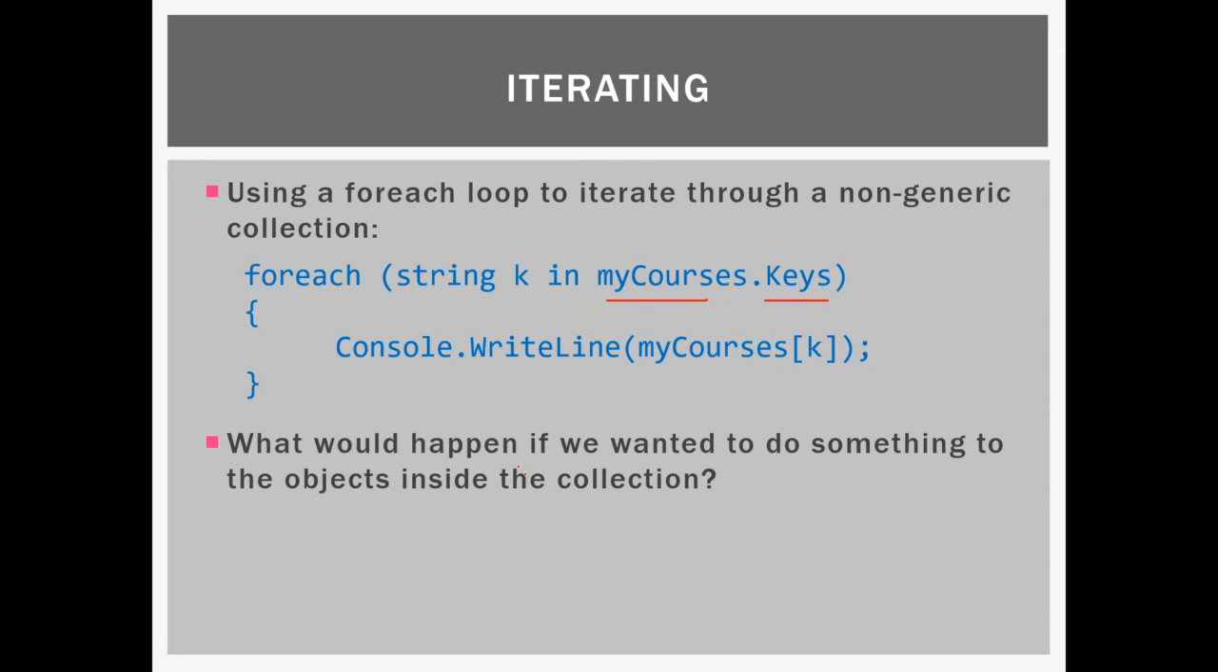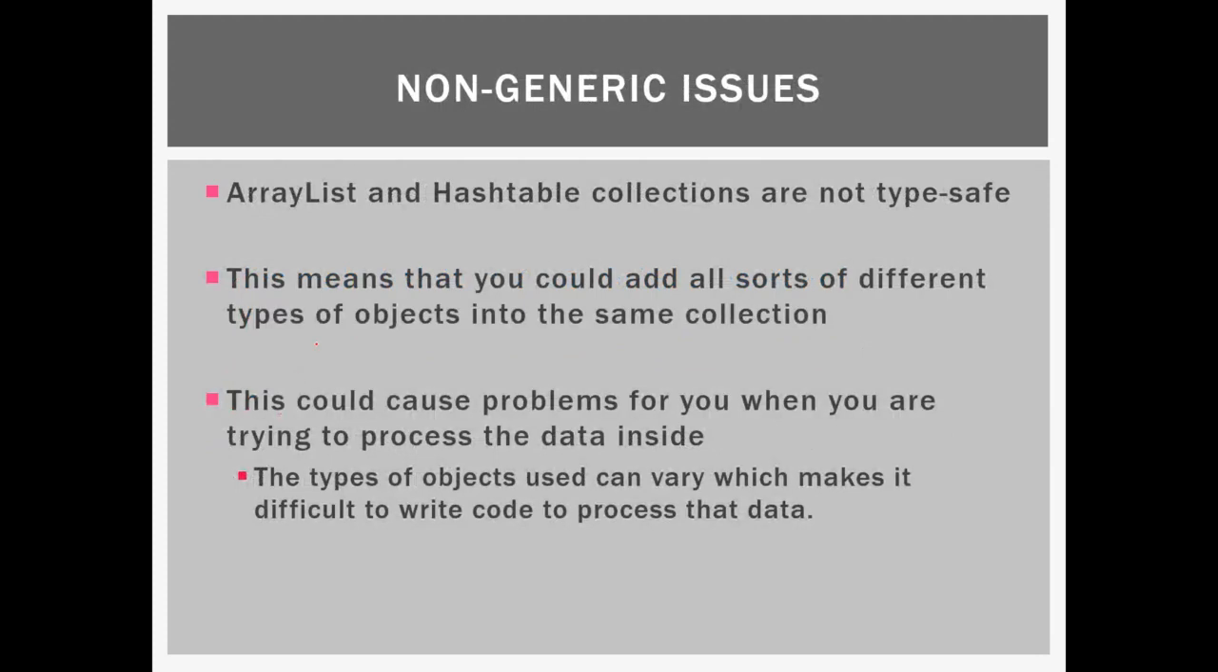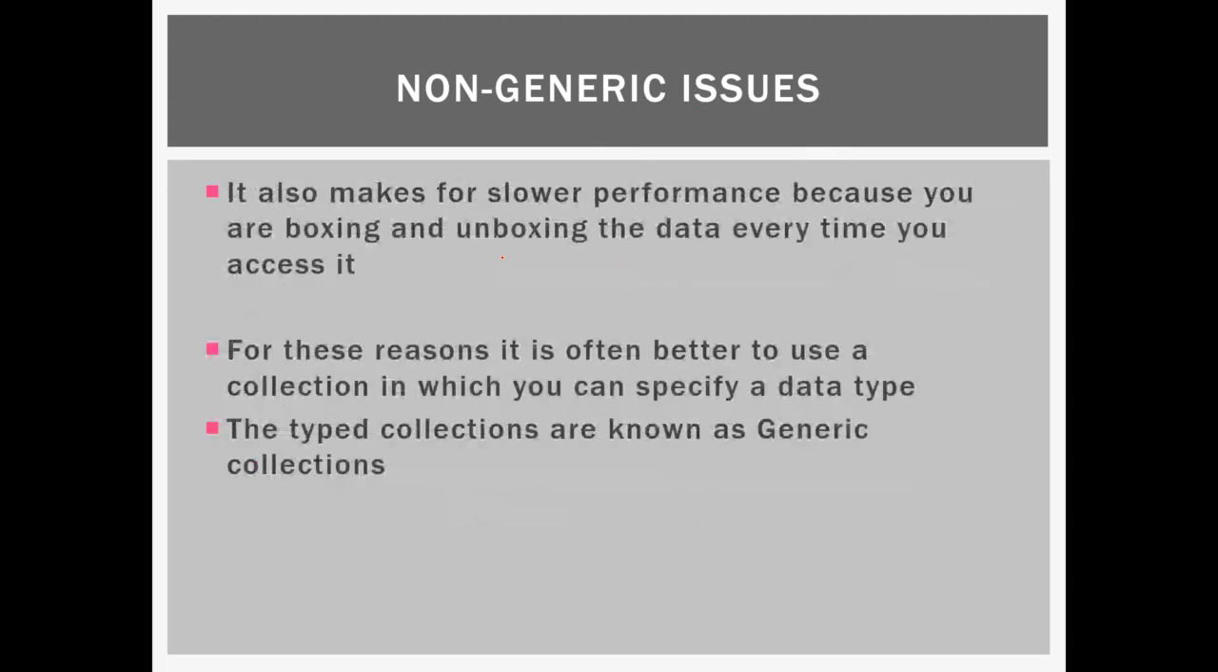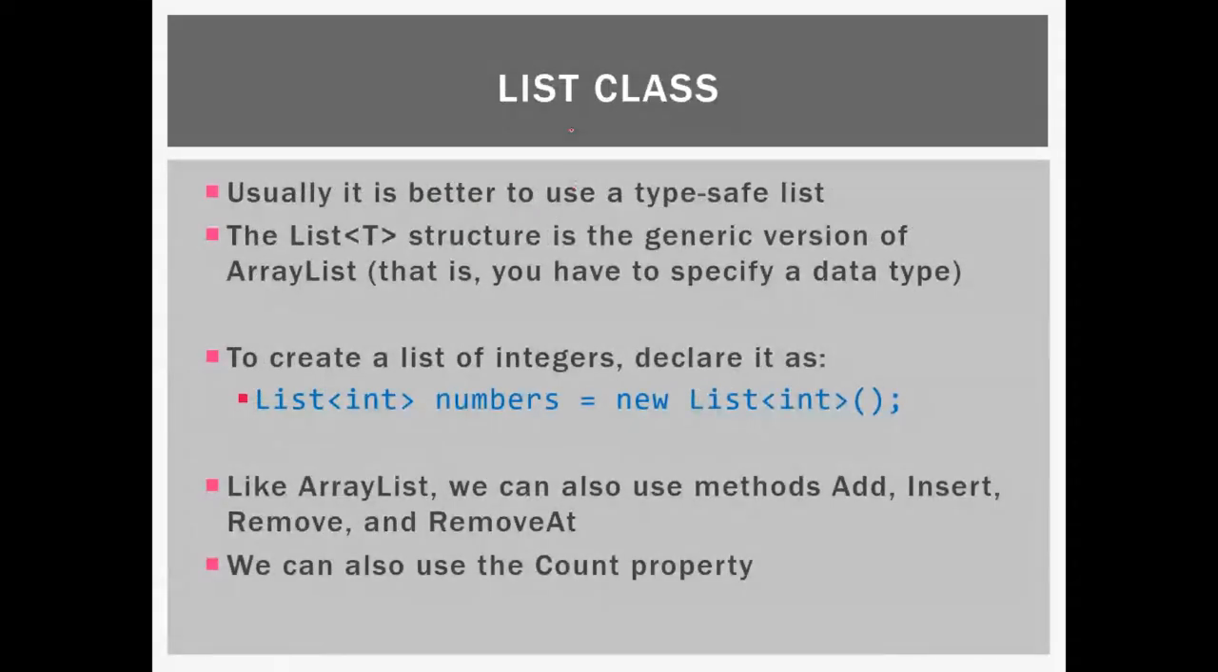Now what happens if we want to do something to the objects inside the collection? You cannot modify objects from within a for each loop because it messes with the indexing. This is about non-generic issues and dealing with type safety. So we want to more often use generic collections. Non-generics can be slower because we're converting and unboxing data types every time. So it's better to use typed collections.